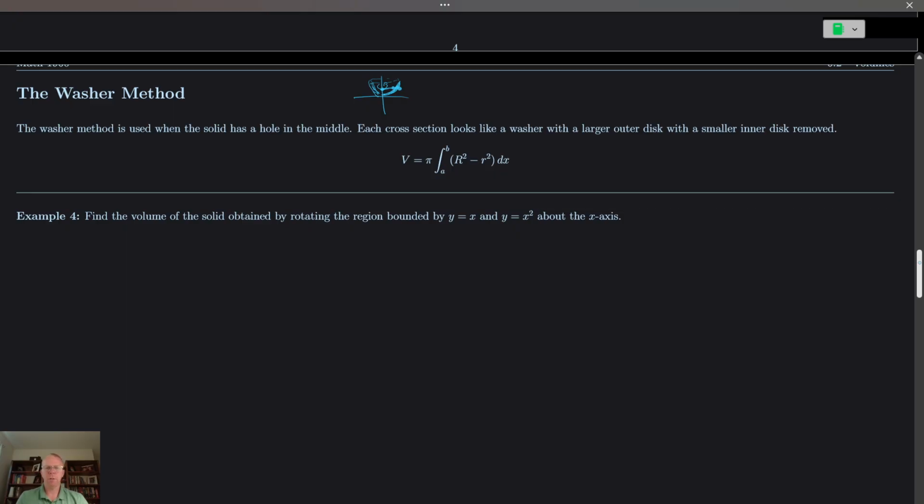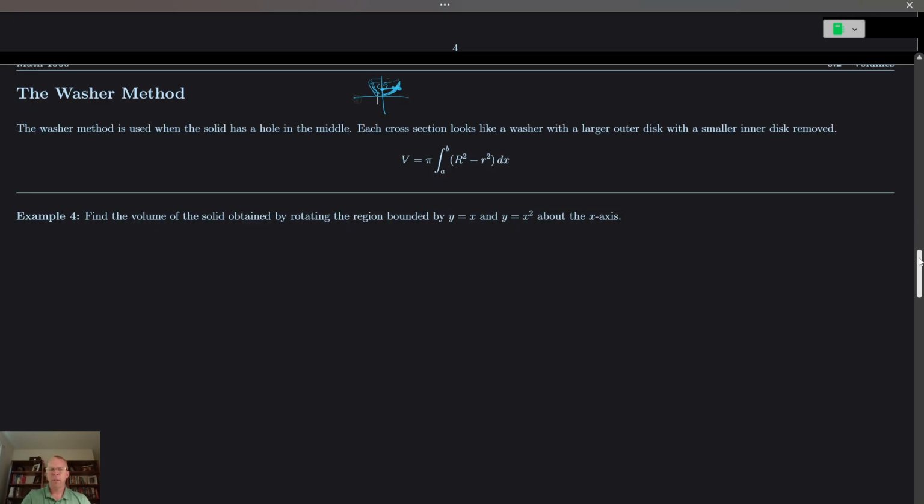very familiar, the integral from a to b. But now instead of r squared dx, we have big R squared, the outer one, minus little r squared, which is the inner one. These are both functions of x again. We integrate over this, and then it gives us the volume.